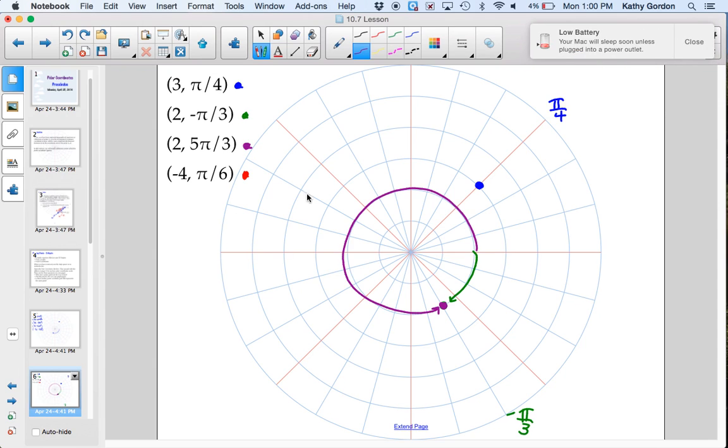Okay. How about the fourth one? Negative 4 pi over 6. If I start at the polar axis, do I go clockwise or counterclockwise? Counterclockwise. How many lines? 2. Am I going to have a point that's on this terminal side or the other direction? Other direction. How far? 4. So 1, 2, 3, 4. That's where my point should be.